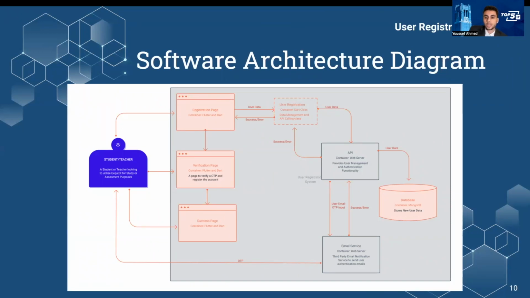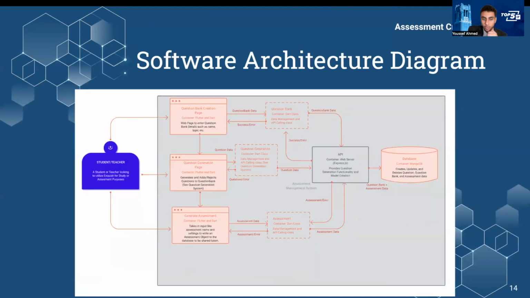Occasionally, such as in this case, in the user registration module, we will also connect to an external API, such as an email service API, to generate a one-time passcode and authenticate our users. So in this case, the user basically goes through a registration page, the data is transferred to our API, the API confirms if the user could register or not. They're also taken through a verification module, and finally a success page.